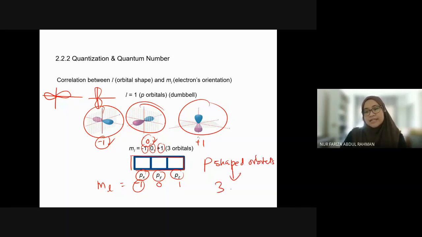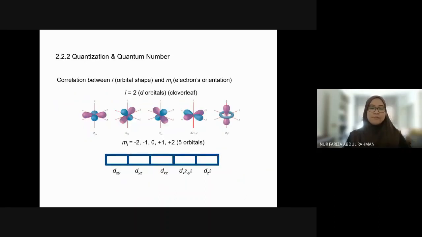Okay, it has 3 orbitals, or 3 orientations of orbitals. Right. Same goes for the d orbital. As you know, d orbitals have 4 lobes, there are 4 lobes. So if L is equal to 2, that means it's a d orbital, or it can also be known as clover leaf.